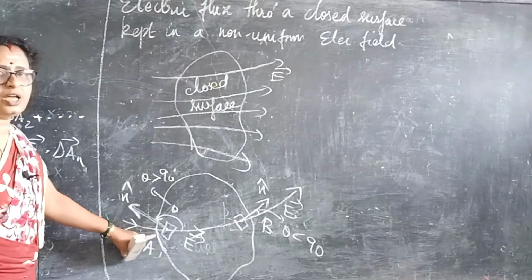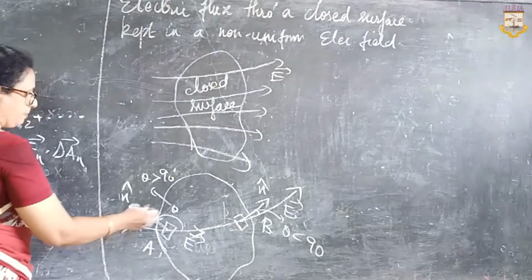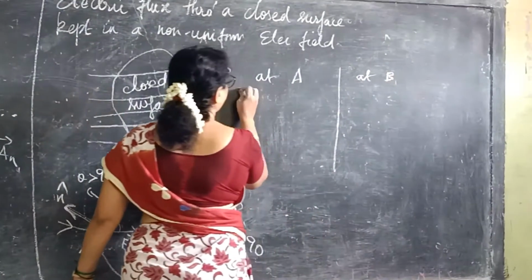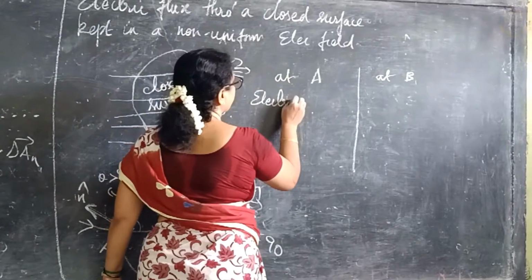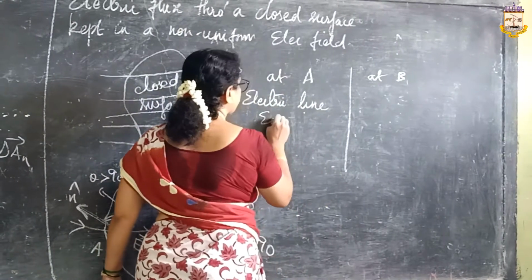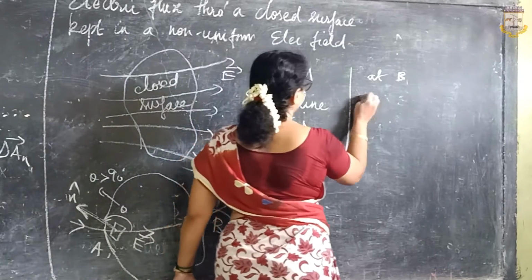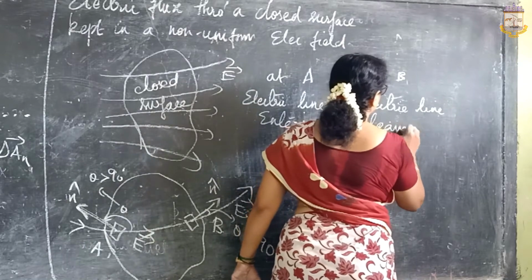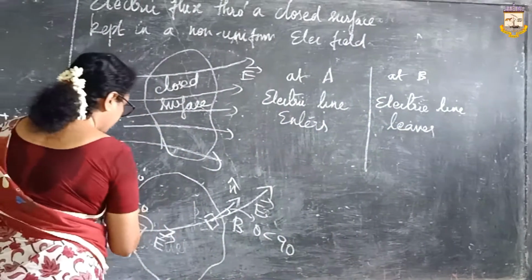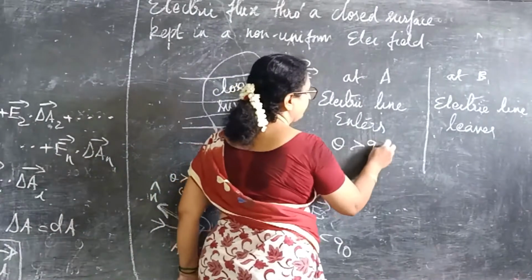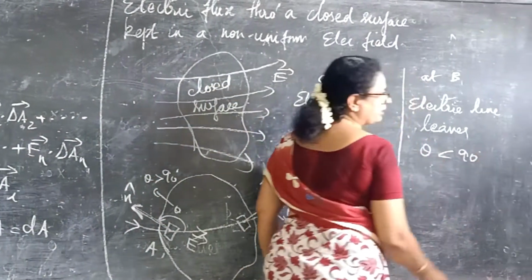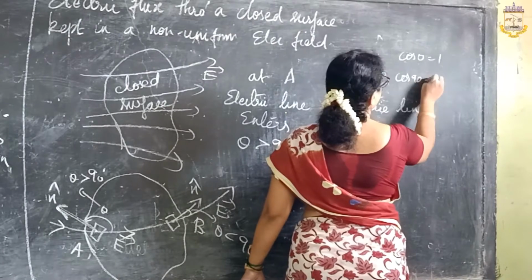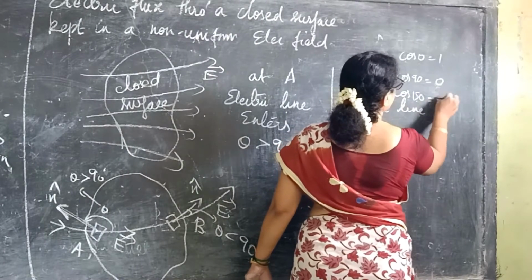So at A, the electric line enters the closed surface. At B, the electric line leaves the closed surface. Here theta is greater than 90 degrees. Here theta is less than 90 degrees. You all know cos 0 is 1, cos 90 is 0, cos 180 is minus 1.